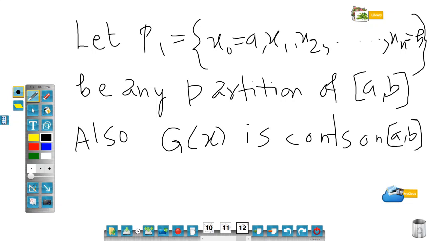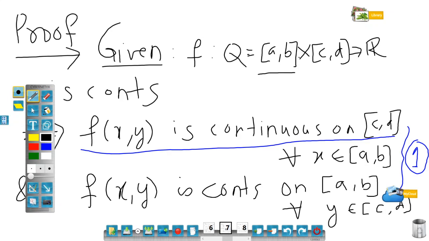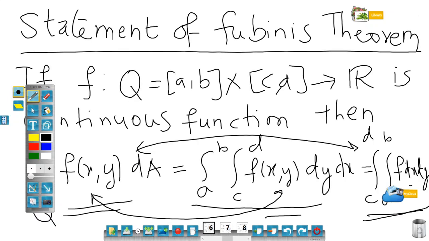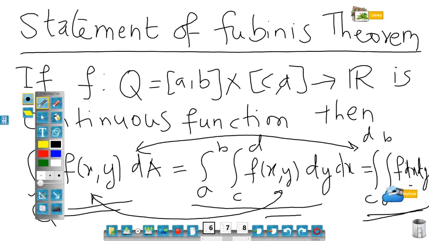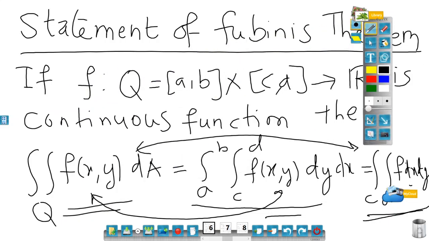So what is my target? Let us come to the target. Yeah, the target is to show that these three integrations are the same. So what I will do, I will start with the second one and show that the second and first are the same, and then I will start with the third and show that the third and first are the same.